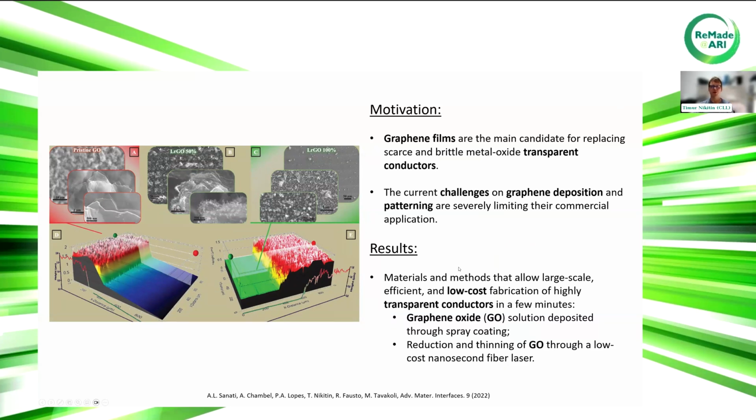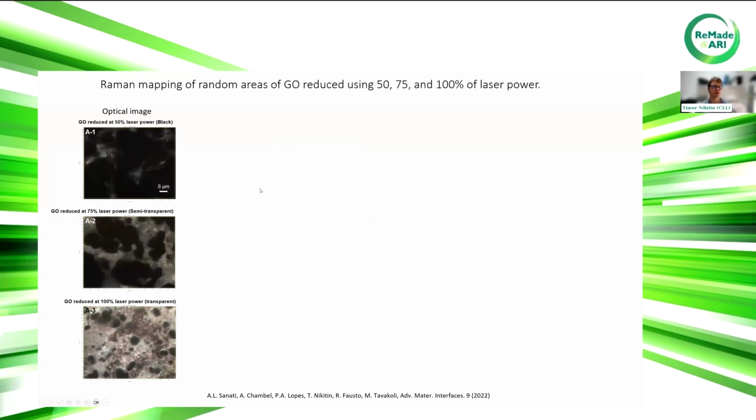And here, using Raman spectroscopy, we characterized the sample surface as a function of laser power applied to reduce the graphene oxide to graphene. We studied three random areas which were reduced with 50% power, 75%, and 100% of laser power.